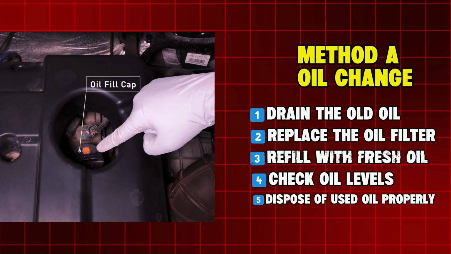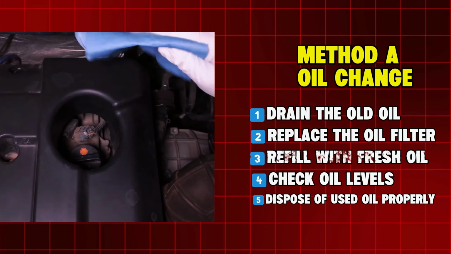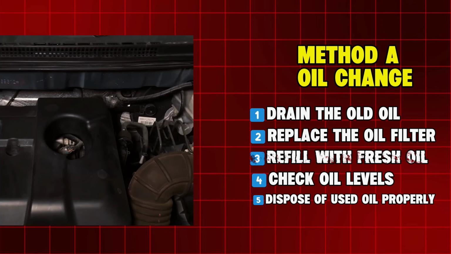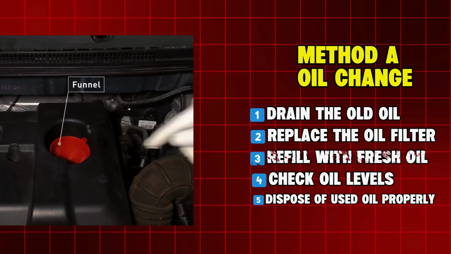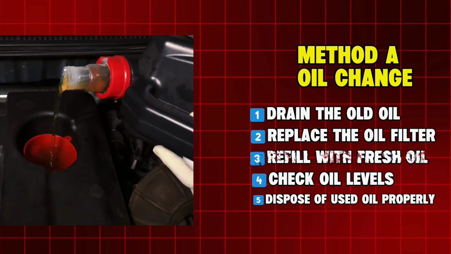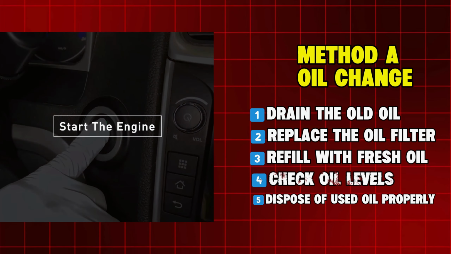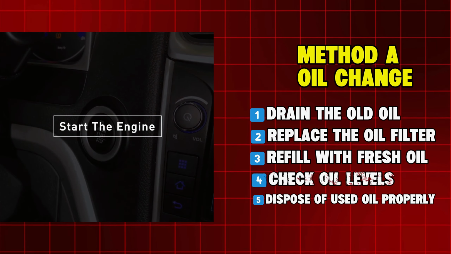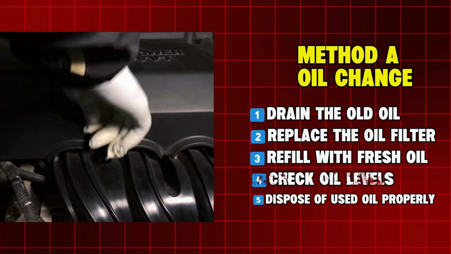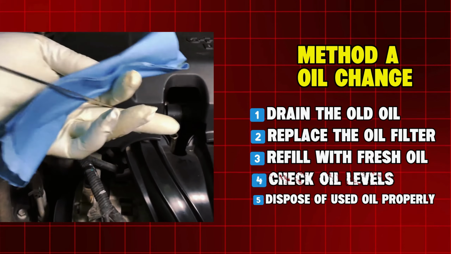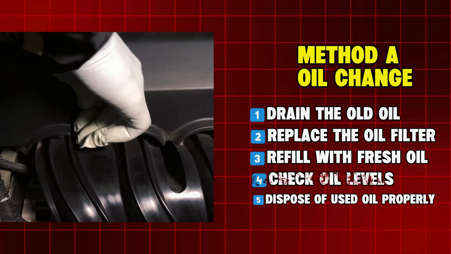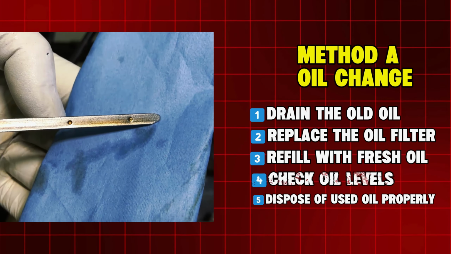Locate the oil fill cap on top of the engine, clean it, and remove it. Insert a funnel and pour the recommended oil amount. Check your owner's manual. Replace the cap securely, start the engine and let it run for a minute to circulate oil. Turn off the engine, then check the dipstick: wipe, reinsert, and pull it out again. The oil level should be near the full mark.